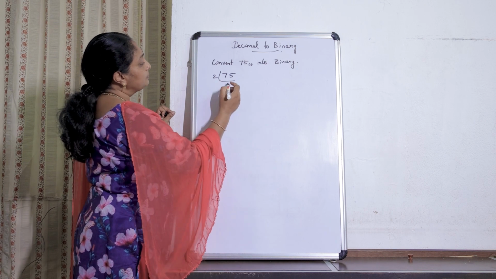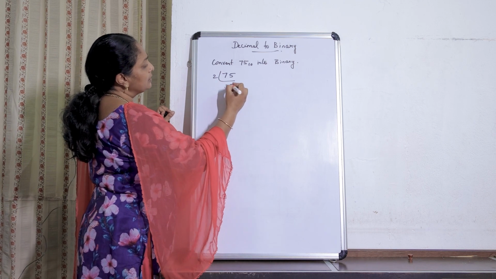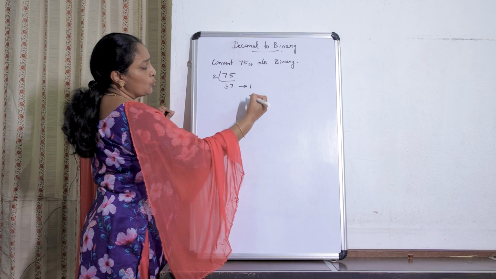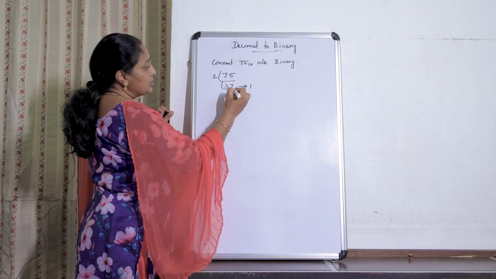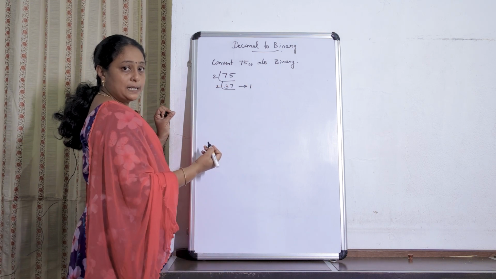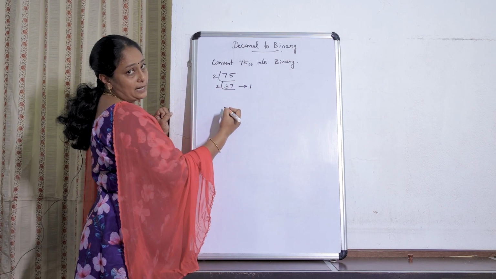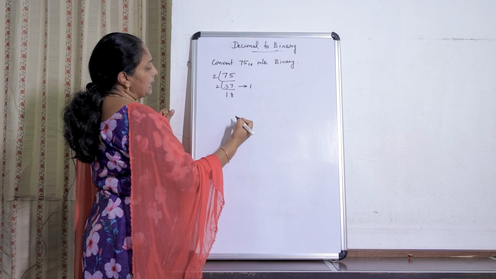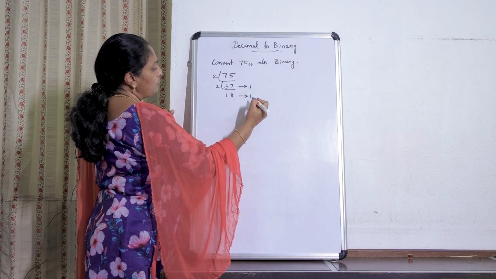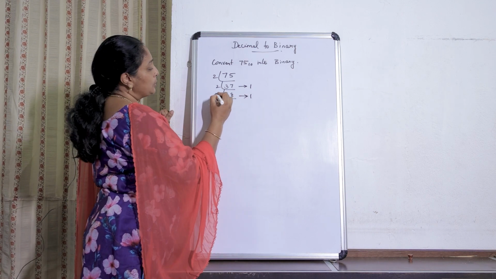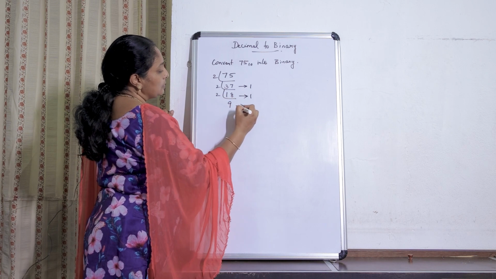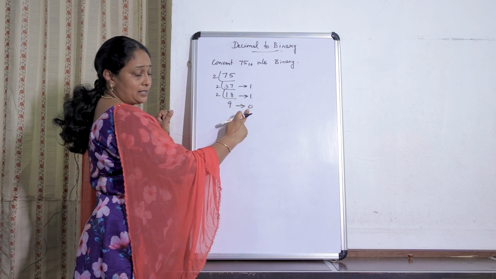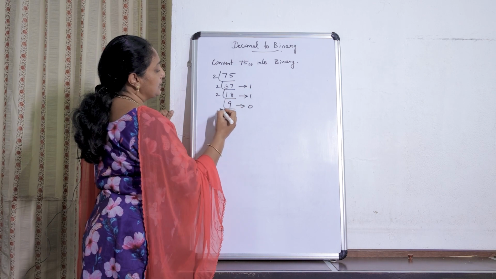So how to do this? The quotient will be 37 and the remainder is 1. Again this 37 should be divided by 2. Repeated division. Now it will be 18 and the remainder is again 1. This 18 divided by 2, 9 is the quotient and the remainder is 0. Even if it is 0, write it as 0. The remainder is to be written as it is.